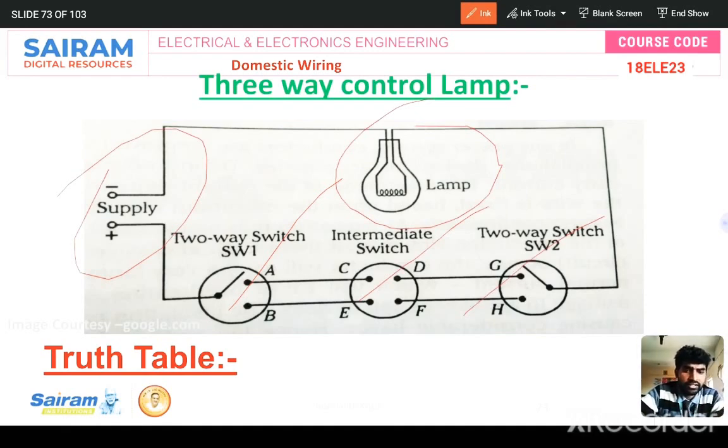If A, C, D, G are connected, the three-way control lamp gives output. If one switch is not connecting, and H is connected, the lamp will not glow. So this is the concept we discussed: the wiring system, two-way control, then single phase power supply system, and wiring of the basic electrical laboratory. Okay, thank you so much. We'll discuss another two to three concepts in the next video.